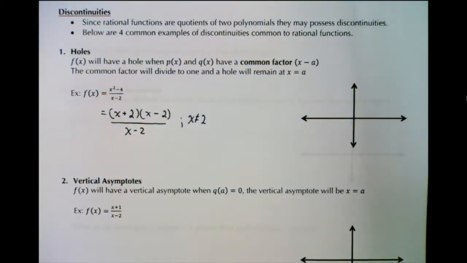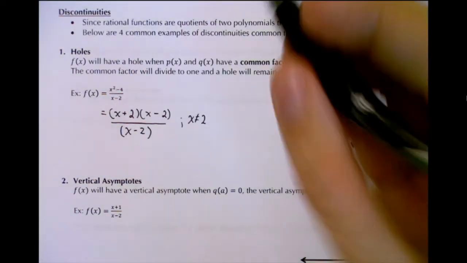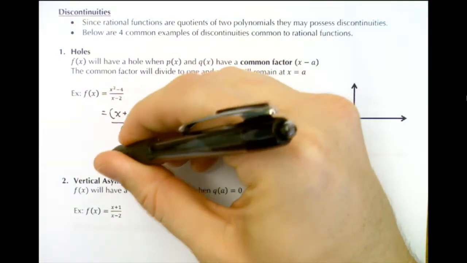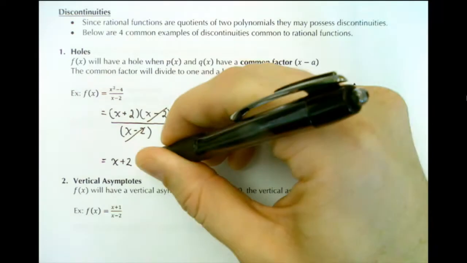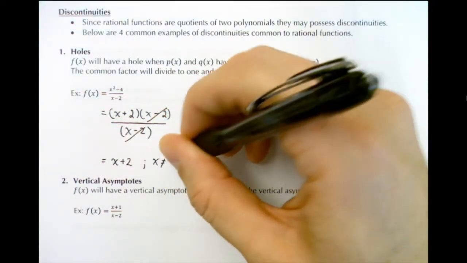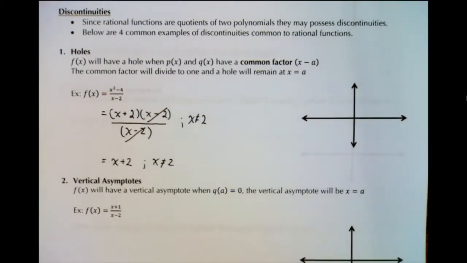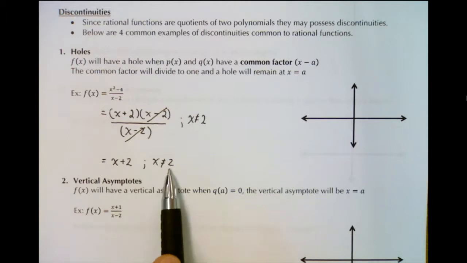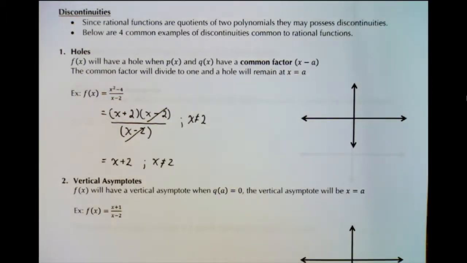So where is our common factor? Well, our common factor is this x minus 2 term. We can divide it from both top and bottom. What that leaves us with is the equation x plus 2, restriction stays, x cannot equal 2. That restriction 2 is the hole. When we divide the hole away, it's removed from the equation, but it still remains as the restriction. The restriction 2 came from this bracket, which was divided away, because it was common to both top and bottom.